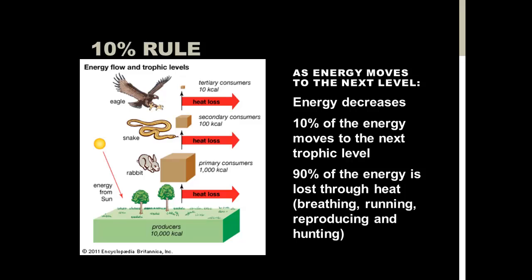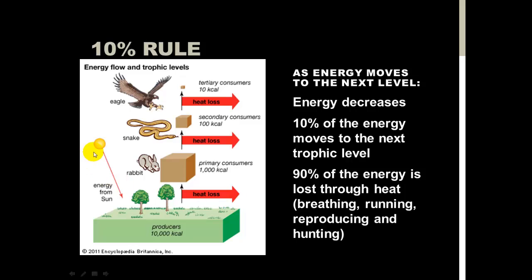All right, so here's a picture. We have the 10% rule, and the three things you need to know about it is that energy is going to decrease as it moves through the ecosystem, and 10% of the energy goes to the next trophic level. 90% of the energy is lost through heat. Now, when we talk about heat, we're looking at organisms that can move, so they're breathing, running, reproducing, and hunting. So the energy that they initially would have received from that first trophic level is going to be lost in just trying to get food and trying to live.